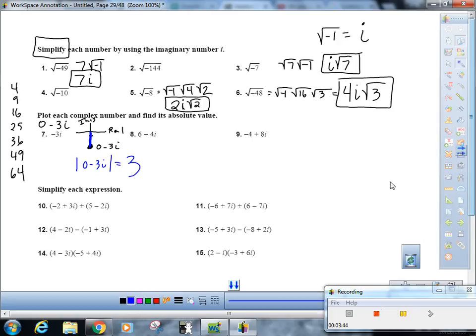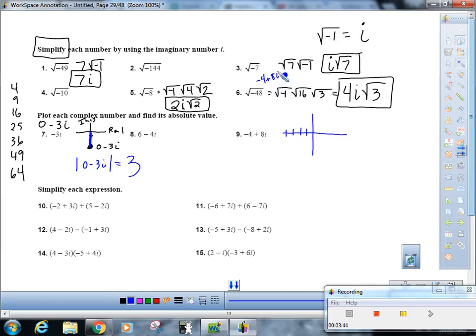First, we're going to plot it. Okay? This here is telling us how far to go left or right. So what are we going to do first? Left 4. And then what? Up 8. So this is going to be off the page. That is -4 plus 8i.